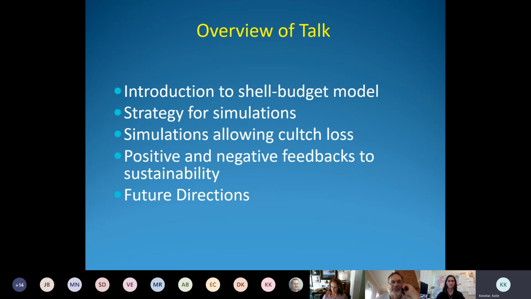And then, as I talked about before, I'll talk about how we think the system works and some of the positive and negative feedbacks to sustainability. And then I'll talk a little bit about where we're going with all of this. Next slide.